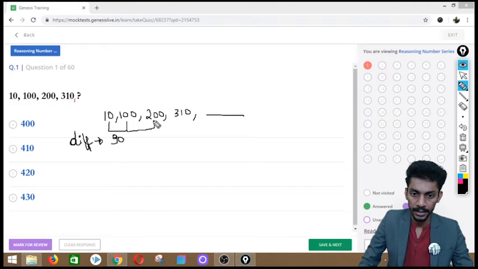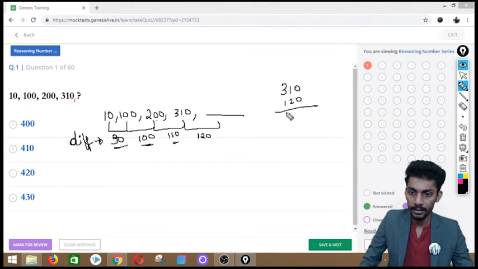What is the next difference? The next difference is 100. Correct? 200 minus 100 is 100. The next difference is 110. 310 minus 200 is 110. Now see, there is a pattern followed: 90, 100, 110. So next should be 120. The difference should be 120, so here it should be added. What is 310 plus 120? It is nothing but 430. The answer should be 430.